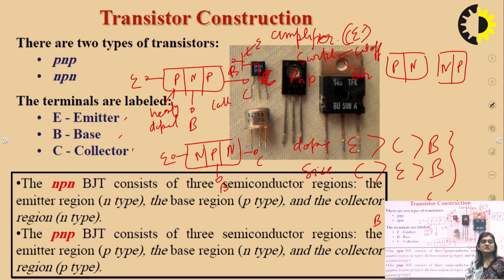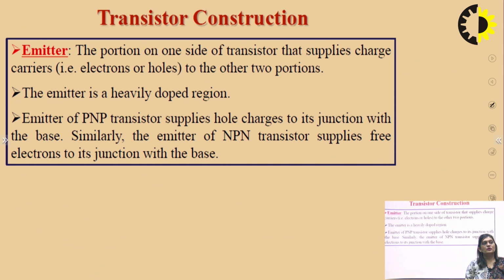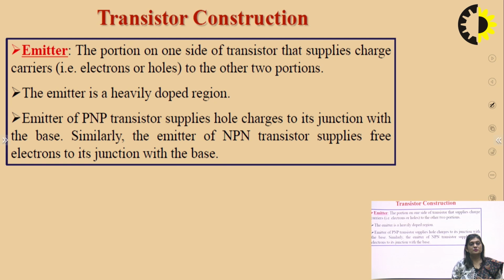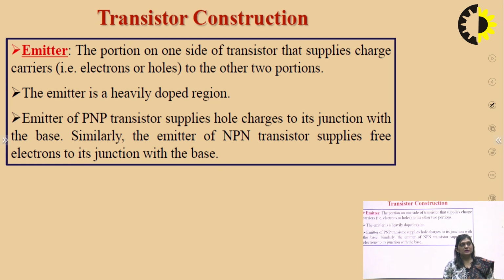And also, BJT stands for bipolar junction transistor. Bipolar means here both types of charge carriers are involved in the conduction, like electrons and holes, both will be involved in the conduction.